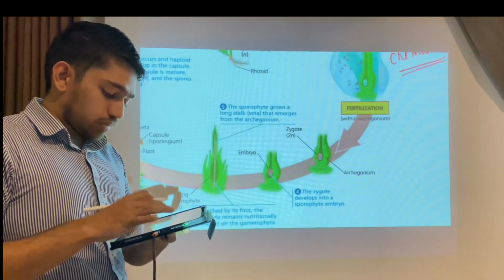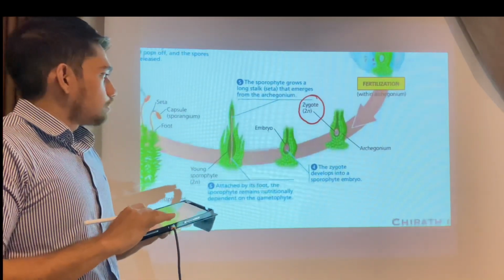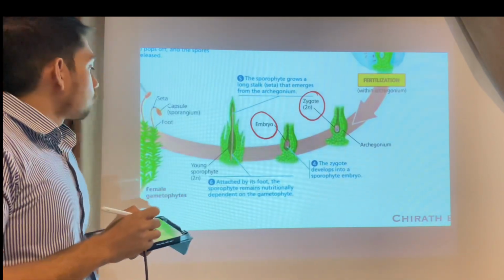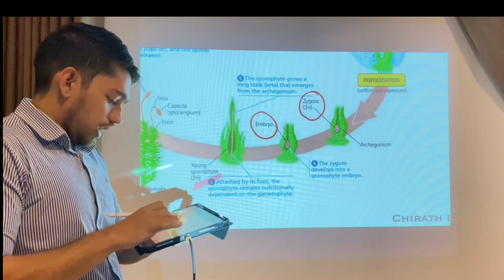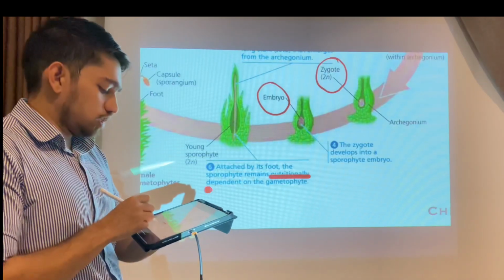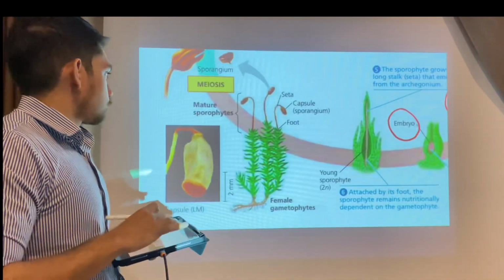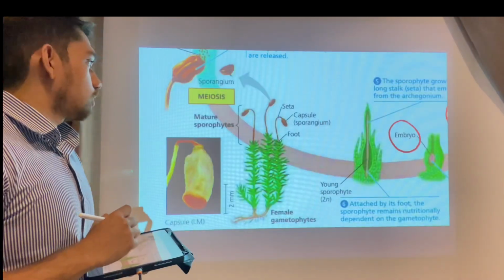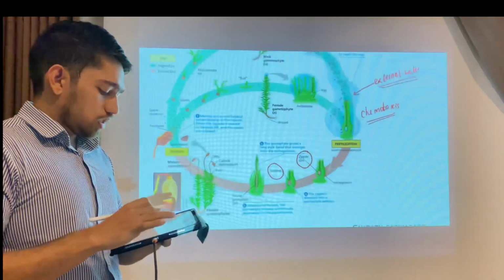So the egg and the sperm combine to form your diploid zygote, right? And the diploid zygote then becomes an embryo. The embryo will start to develop into a young sporophyte. As you can see, the sporophyte, attached by its foot, remains nutritionally dependent on the gametophyte. So in the mature stage, you can see the sporophyte is on top of the gametophyte, completely dependent on it for nutrition. Okay, that is the diagrammatic representation.